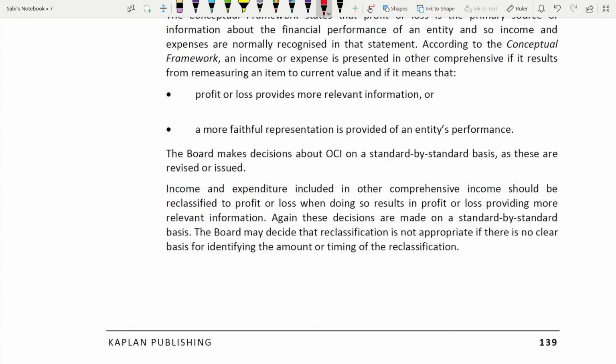The Board makes decisions about OCI on a standard by standard basis. This you need to understand. They don't make a decision overall. A general decision they cannot make on whether to classify something in OCI or not. Standard by standard, each standard they will see. For example, just now we have done a standard. In investment property, when you use the fair value model, you cannot put the gain under OCI. The gain will go in the profit and loss account. But when the same asset was classified as property, plant and equipment, the revaluation gain went to OCI. So it is standard by standard. Every standard deals differently with OCI. Not everything is recognized in OCI.